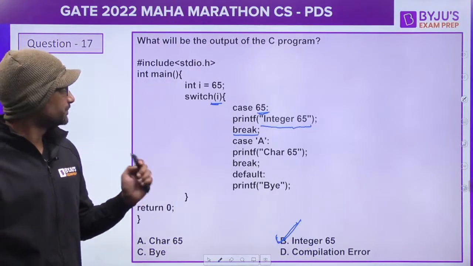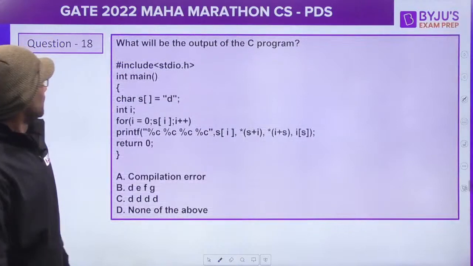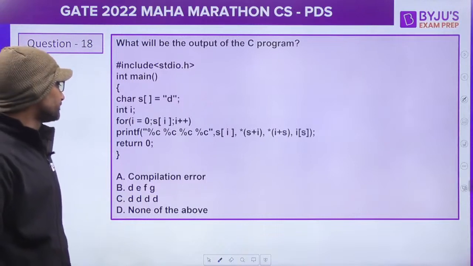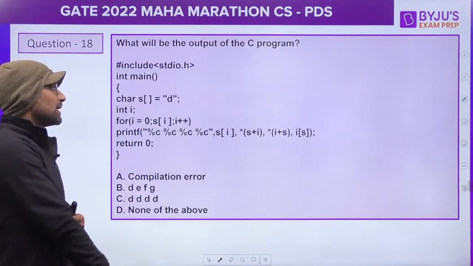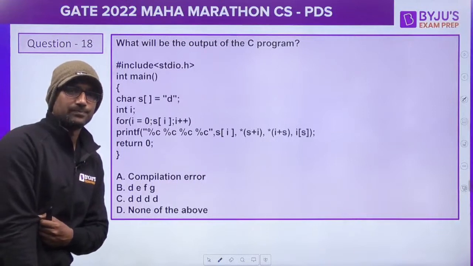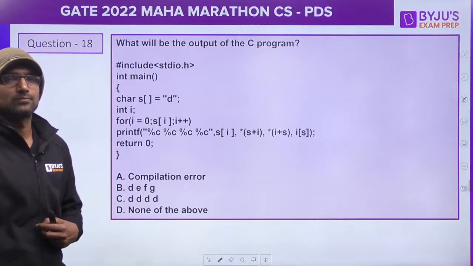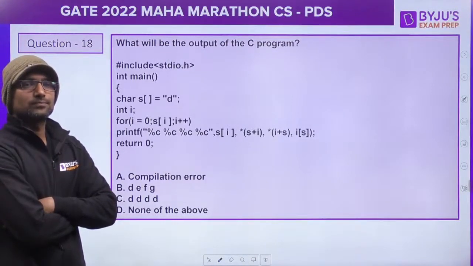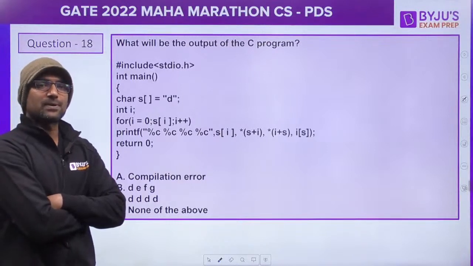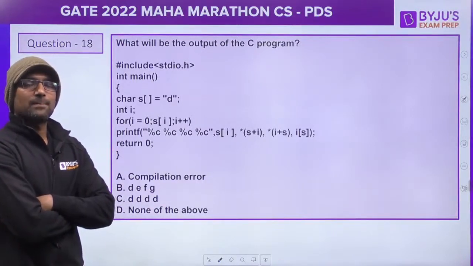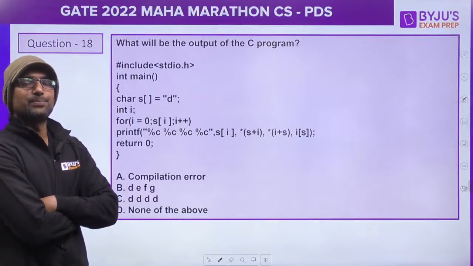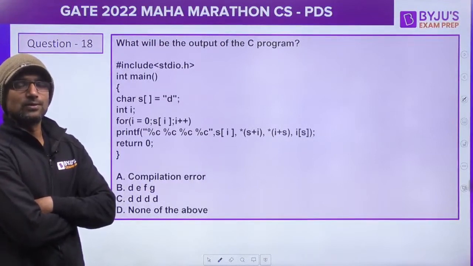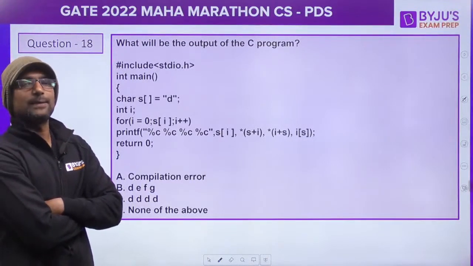Okay. Next. What would be the output of this C program? Char S equals to D. For I equal to 0, S of I plus plus. We have declared the input as integer and you have entered the input as integer, so there is no need to typecast here.